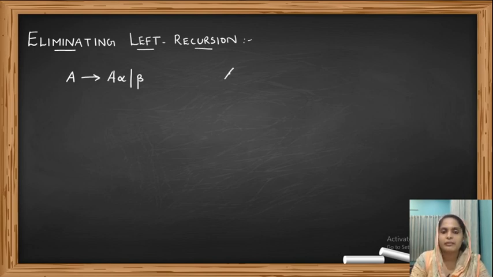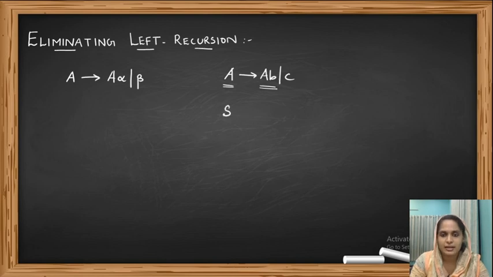For example, if our grammar is A produces A B bar C, here we can see that the left hand side of the production is the variable, the non-terminal A. And in the right hand side of the production, this term also starts with that same variable A. Hence we can say that this production is left recursive.